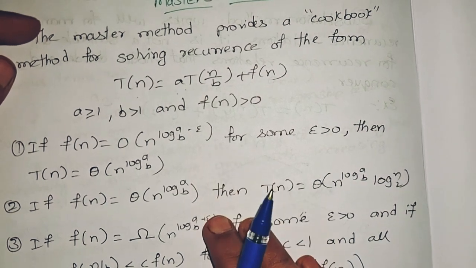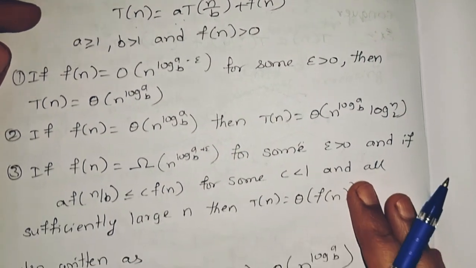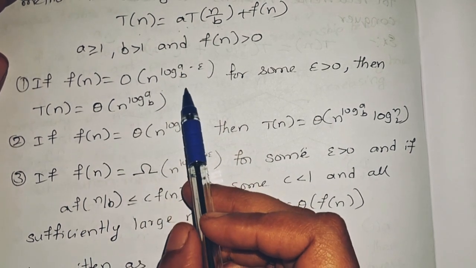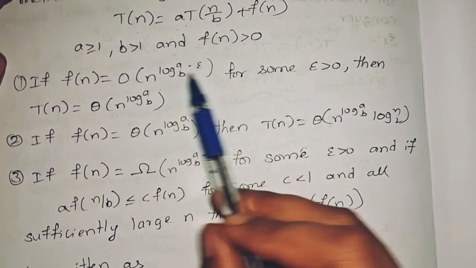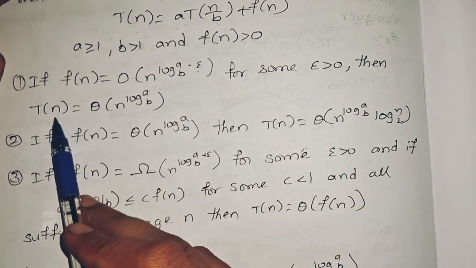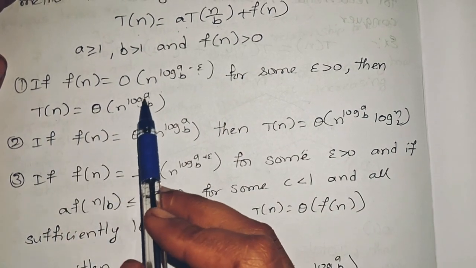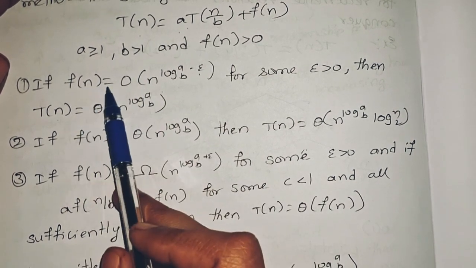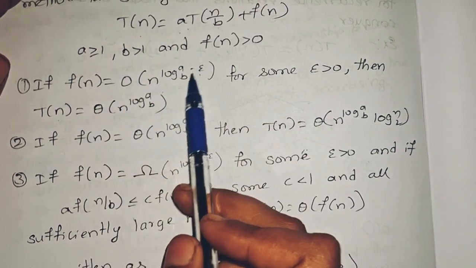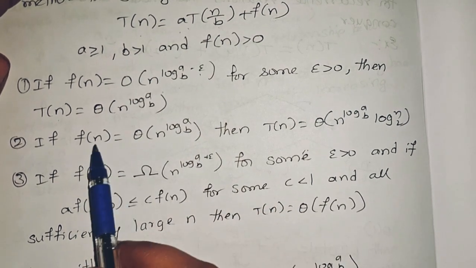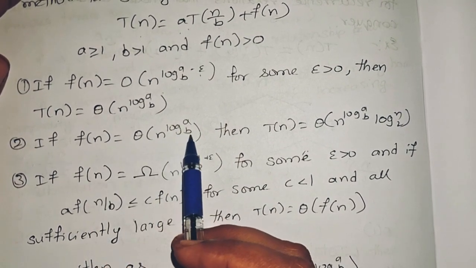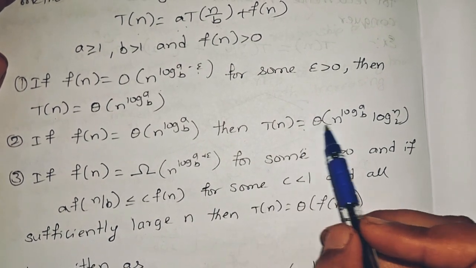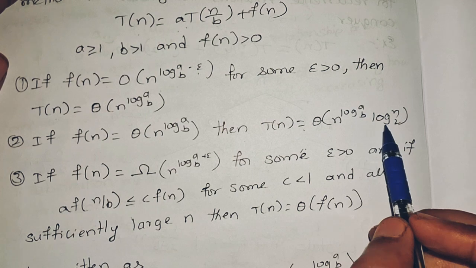These are the three cases given for the Master's theorem. Case 1: if f(n) = O(n^(log_b a − ε)) for some ε greater than 0, then T(n) = Θ(n^(log_b a)). Case 2: if f(n) = Θ(n^(log_b a)), then T(n) = Θ(n^(log_b a) · log n).